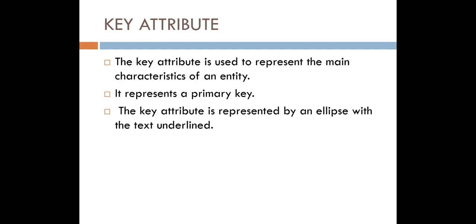Next we will represent the key attribute. The key attribute is used to represent the main characteristic of the entity. It is represented by the primary key. The key attribute is represented by the ellipse with the underline.